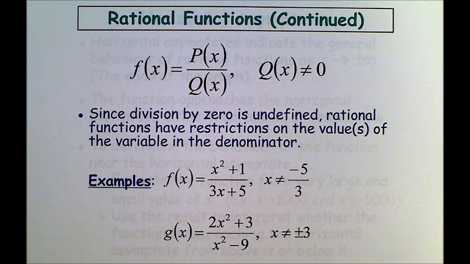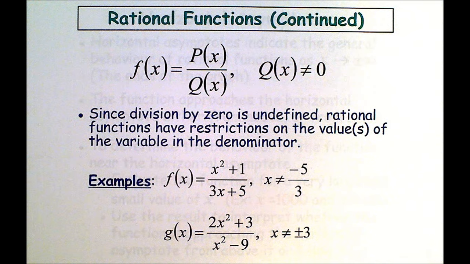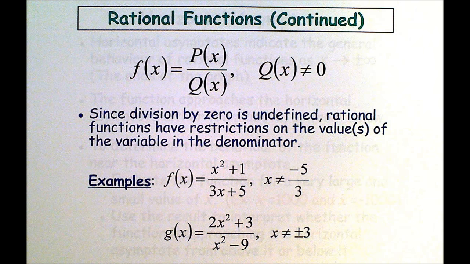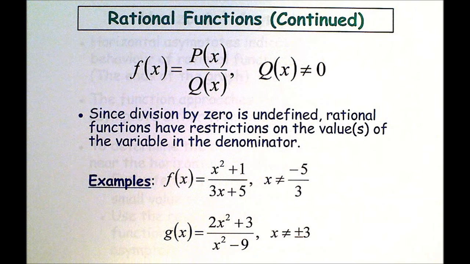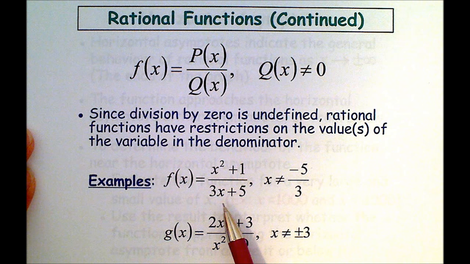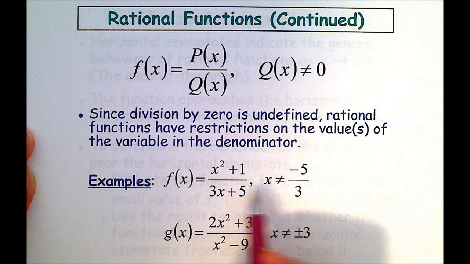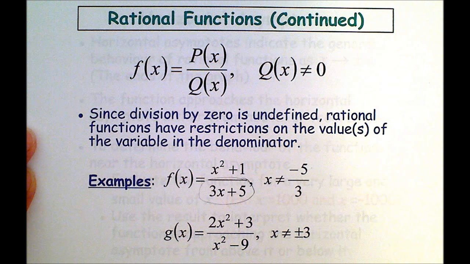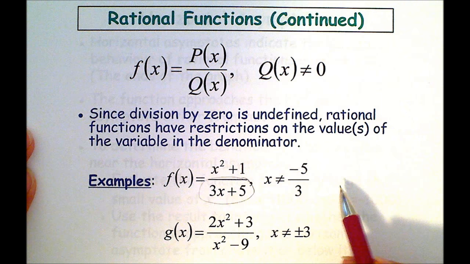Okay, so since division by 0 is undefined, rational functions have restrictions on the value of the variable in the denominator. So there's a restriction on the value of x that you can have. One example here is 3x plus 5, and we know that any value of x that'll make this equal to 0 will become a restriction, and so that value of x would be negative 5 over 3.